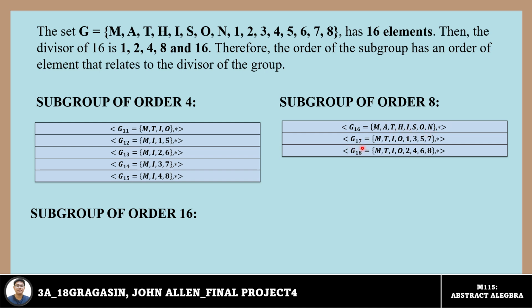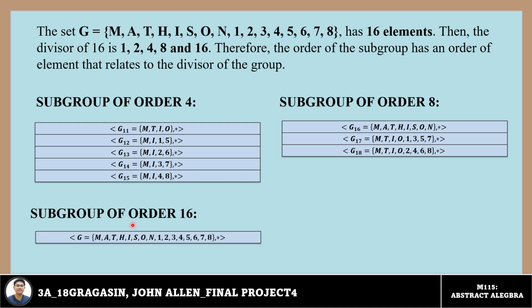G sub 17 with elements M, T, I, O, 1, 3, 5, and 7 under the operation star. And G sub 18 with elements M, T, I, O, 2, 4, 6, and 8 under the operation star. Next is the subgroup of order 16.